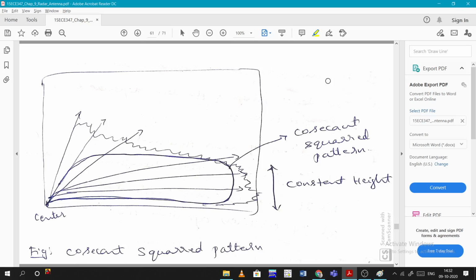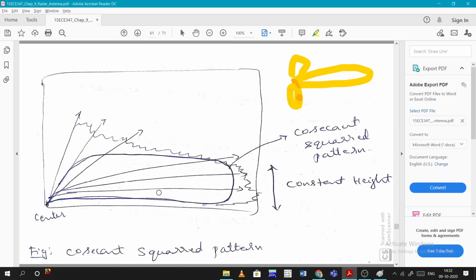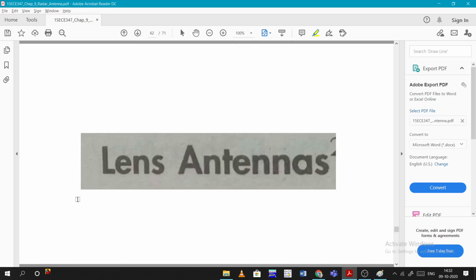Next, coming to the graph showing that pattern. This is the pattern in the direction line, and there will be some side lobes over here. When it comes to the cosecant squared antenna, it will be like this. This is the constant height. That's it.